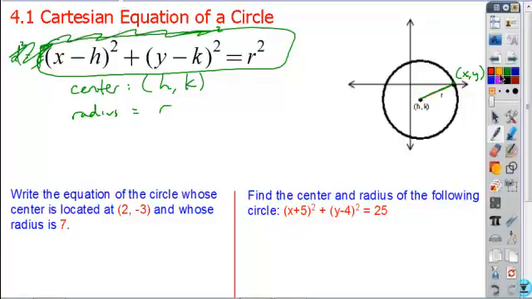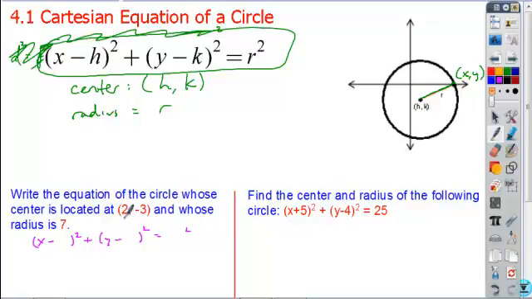There's two ways that you're going to apply this. The first is if you're given the center and the radius, you're going to be asked to write the equation of a circle. And it's real straightforward for this. You just take this equation right here, (x minus h) squared plus (y minus k) squared is equal to r squared. And then you just plug in the h, k, and the r value.